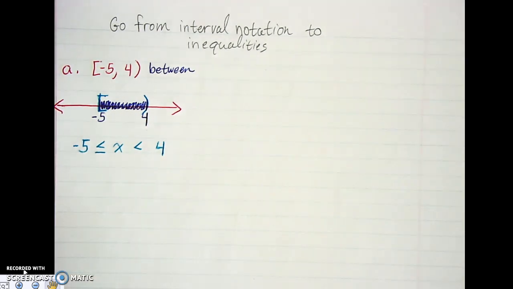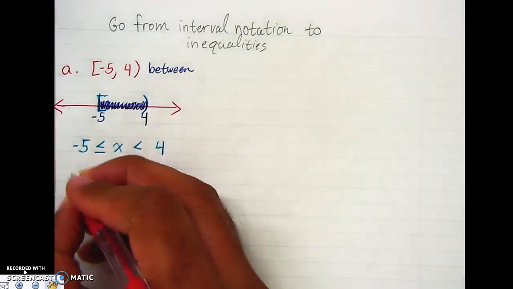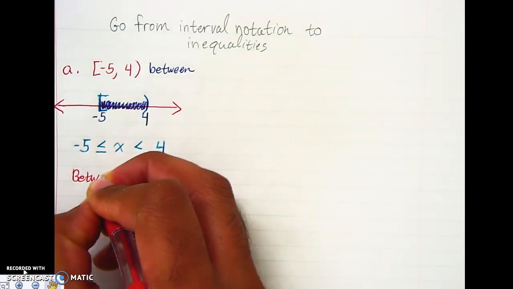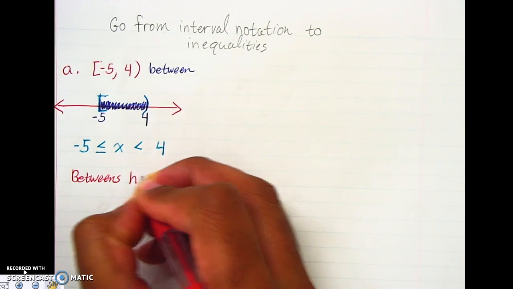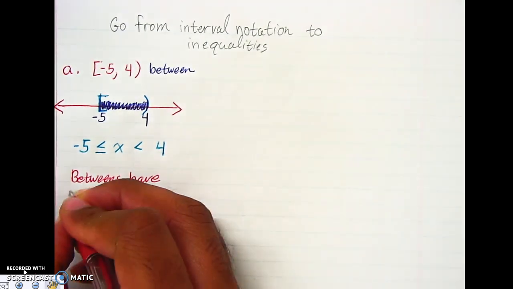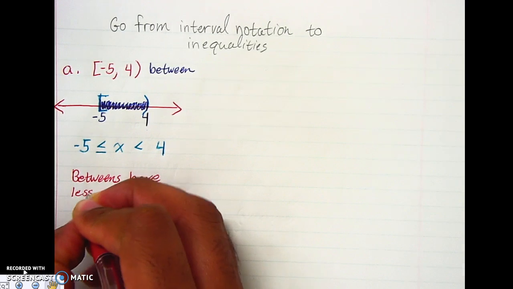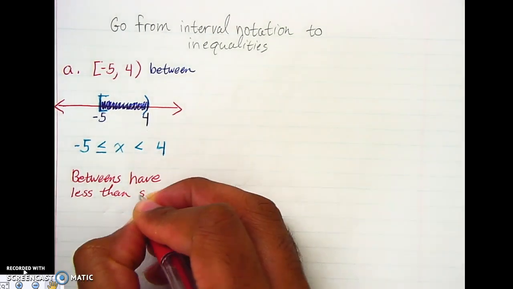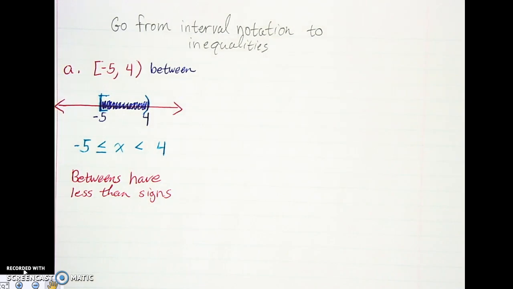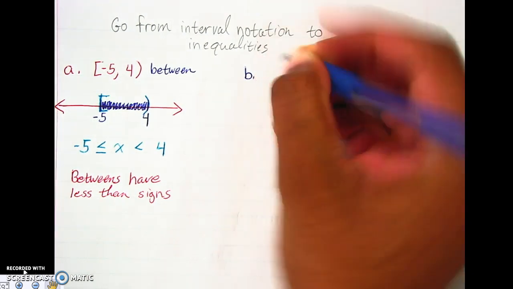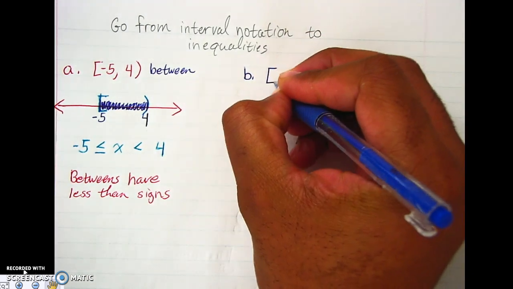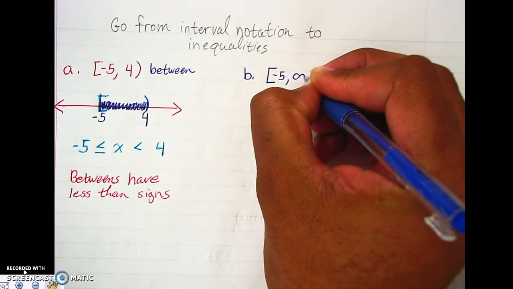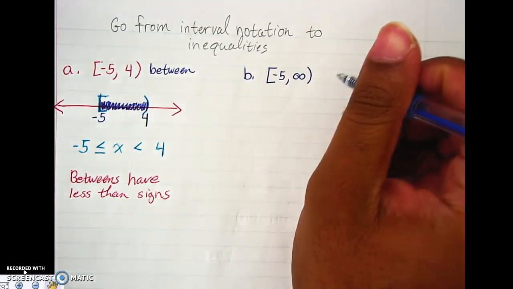And when it comes to betweens, let's write this out. Betweens have less than signs. So it could be less than or equal to or just less than, but it's going to have a less than sign somewhere. All right, so let's go to another one. Let's go B here. And we have from -5 to positive infinity, a bracket on -5 and a parenthesis on infinity.